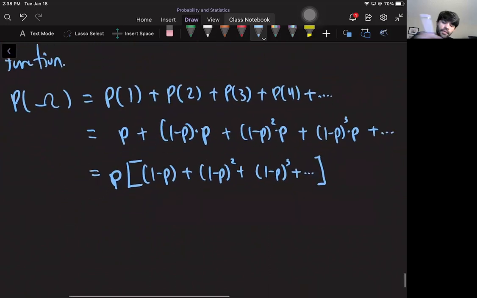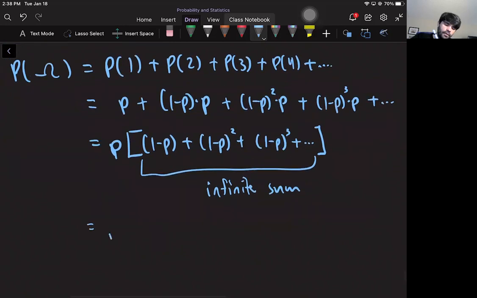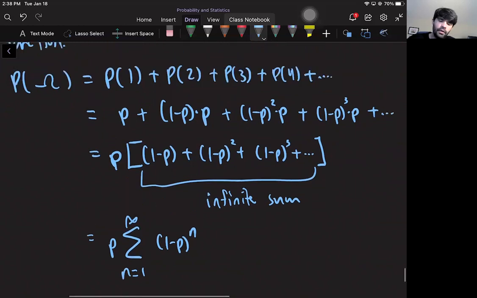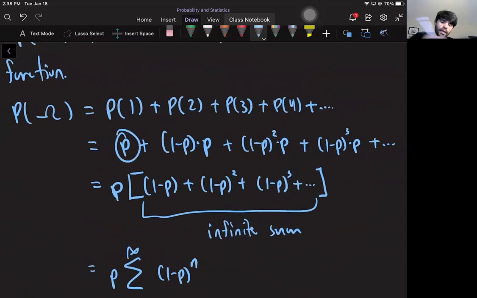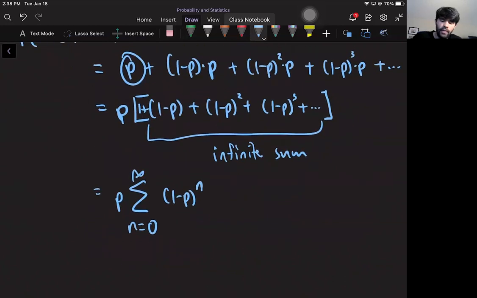So here we have to remember, how do I add up infinitely many things? Well, I can't always do it. It just depends on the numbers. That's what you learn in Calc 2. So here, you actually can. So this is the infinite sum of 1 minus p to the n from 1 to infinity. I'm off by 1, sorry. So I also factored out a p from there. Sorry, so there's a 1 plus, there we go. So now this will make sense. This starts at 0 instead. Okay. So this is the infinite sum of 1 minus p to the n.